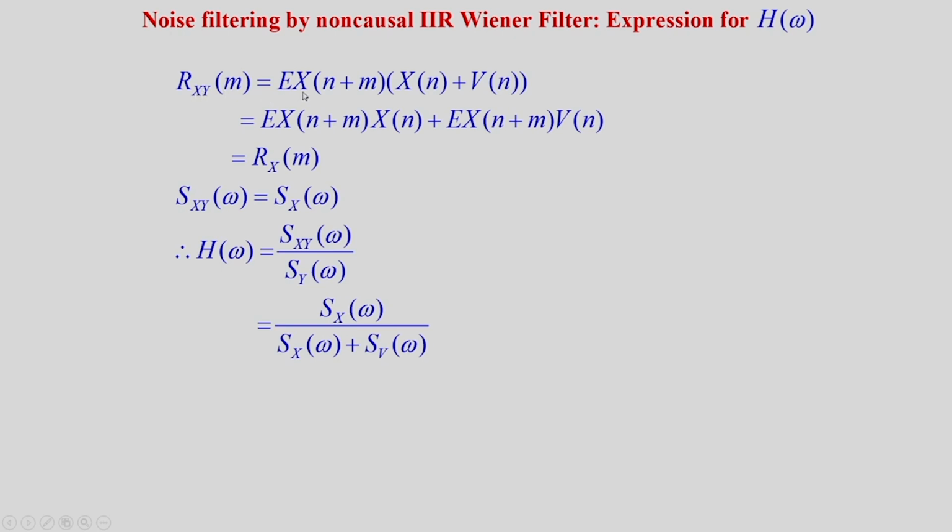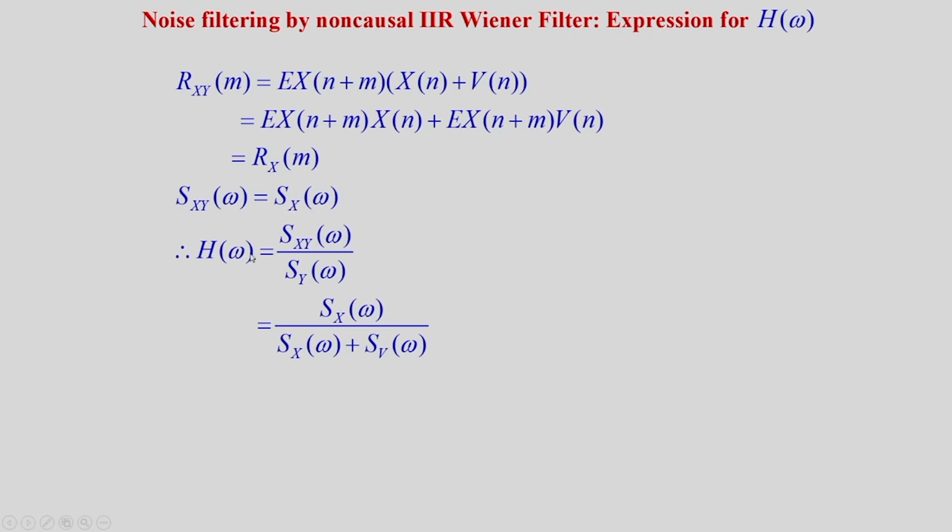Similarly, R_xy(m), that is the cross correlation between x(n plus m) and y(n), we write y(n) as x(n) plus v(n). Therefore, R_xy(m) will be equal to E of x(n plus m) into x(n) plus E of x(n plus m) into v(n). Now, again this part is uncorrelated, therefore, we will get simply R_xy(m) is equal to R_x(m). So, cross correlation between x(n plus m) and x(n) is equal to R_x(m). It is same as the autocorrelation of the x(n) sequence. By taking the DTFT, we will get S_xy(omega) will be simply S_x(omega).